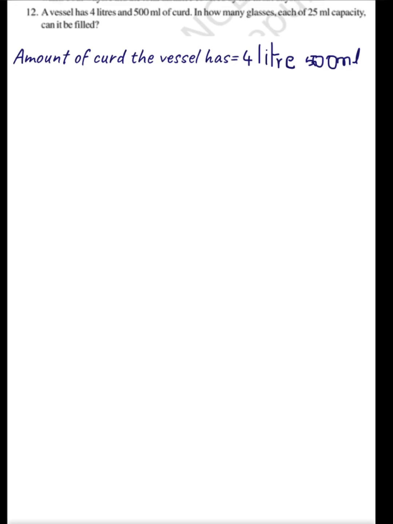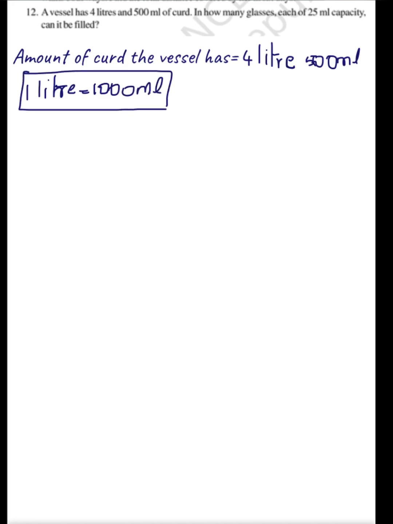A vessel has 4 liters and 500 ml of curd. In how many glasses each of 25 ml capacity can it be filled? So let's write the information given in the question first. That is, a vessel has 4 liter and 500 ml of curd means what? Let's write: the amount of curd the vessel has is equal to 4 liter 500 ml. And you should know one thing, that is 1 liter. 1 liter means what? That is equal to 1000 ml.